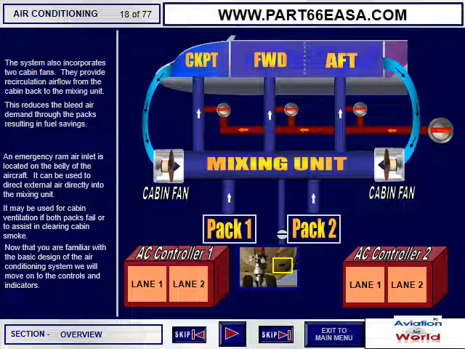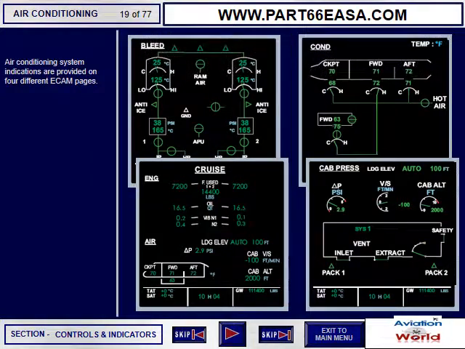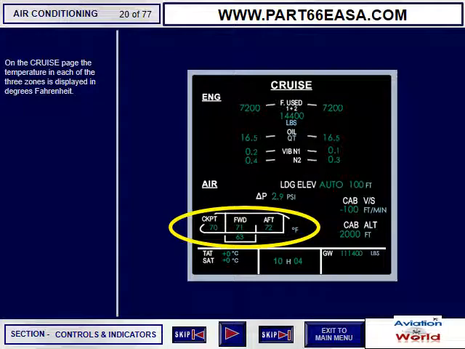Now that you are familiar with the basic design of the air conditioning system, we will move on to the controls and indicators. Air conditioning system indications are provided on 4 different ECAM pages. On the cruise page, the temperature in each of the 3 zones is displayed in degrees Fahrenheit.